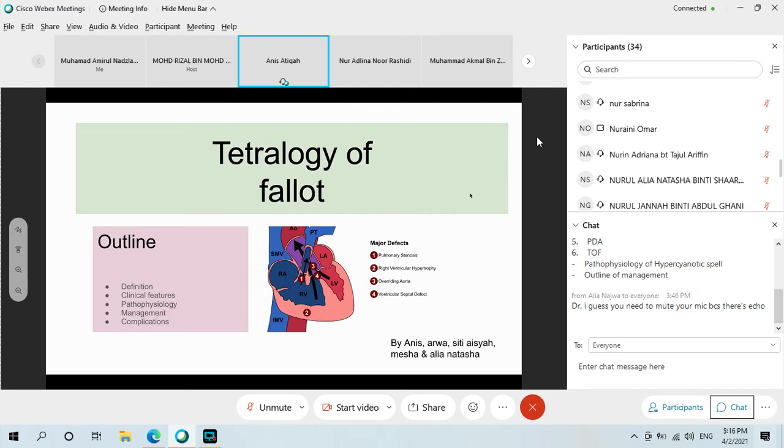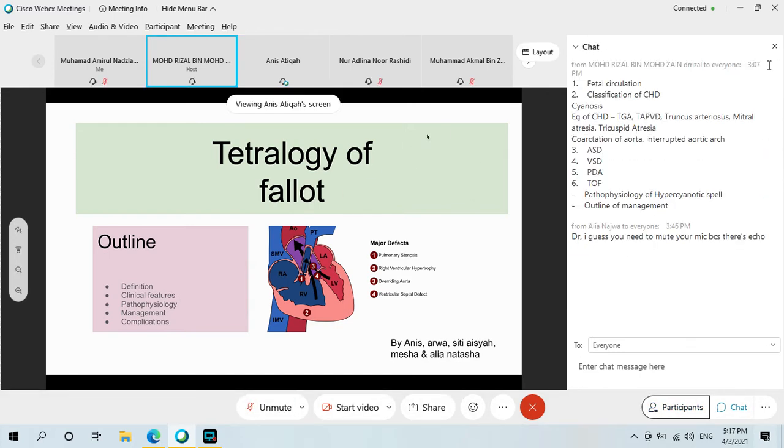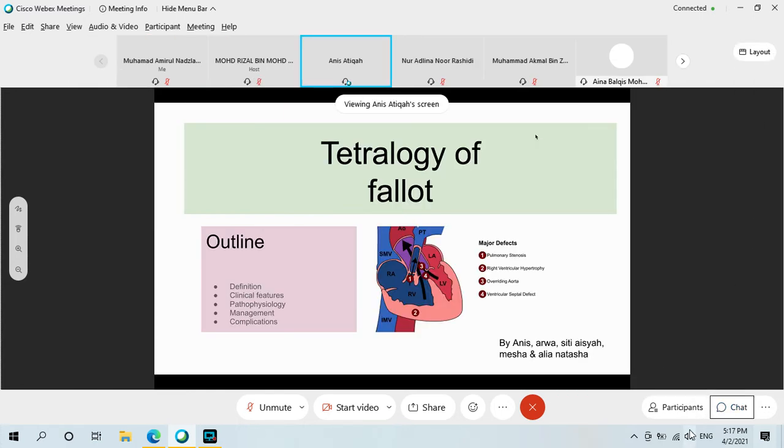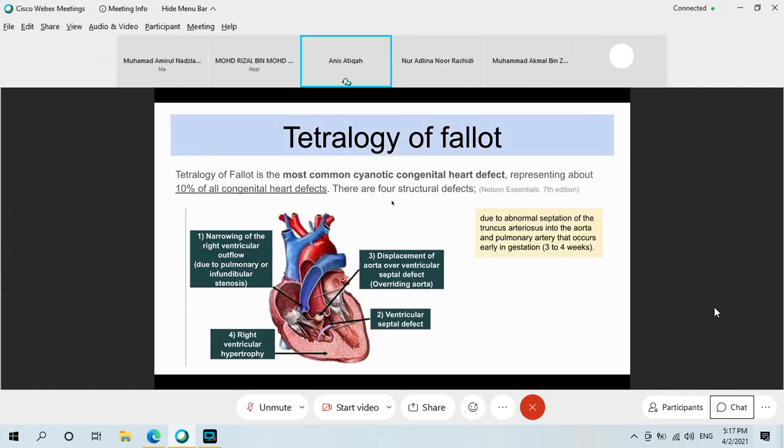Hello and Assalamualaikum. Can you guys all hear me? Yes. Okay. So now I will start presenting about tetralogy of Fallot. This is our outline. I will start with the definition. TOF is the most common cyanotic congenital heart disease. For the percentage, Nelson states 10%, but some books state 5%. So what you need to know is just that it is the most common.